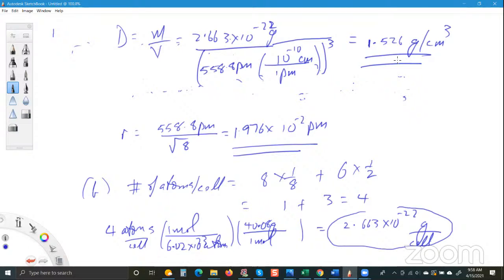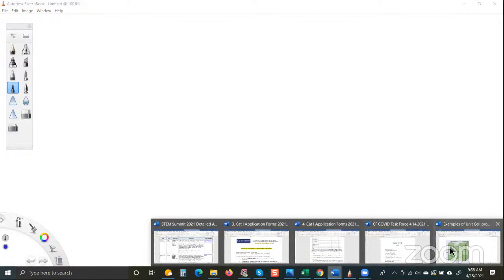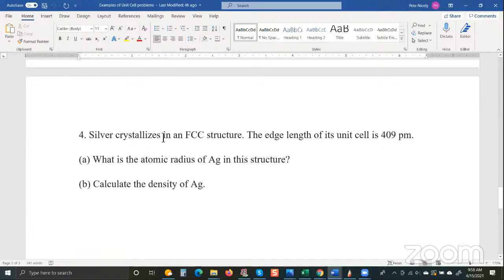Okay, so one last example in regards to unit cell calculations. In this example, let me scroll down. Again, face-centered structure for a different element, silver. It gives you the length of the edge. And the first question is, what is the atomic radius of this atom?